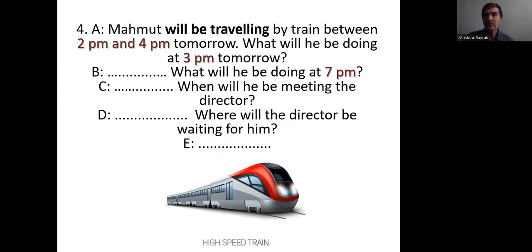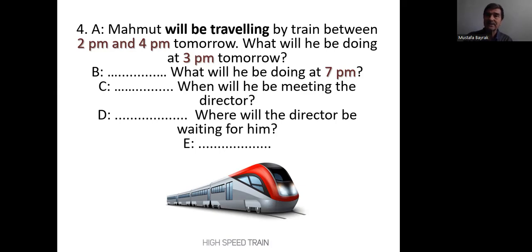tomorrow? He will be having a meeting. He will be attending a meeting at 3 p.m. Oh, sorry. Between 2 and 4, he will be still traveling. Yeah. What will he be doing at 3 p.m. tomorrow? Between 2 and 4, he will be traveling. So he will still be traveling at 3 p.m. tomorrow.